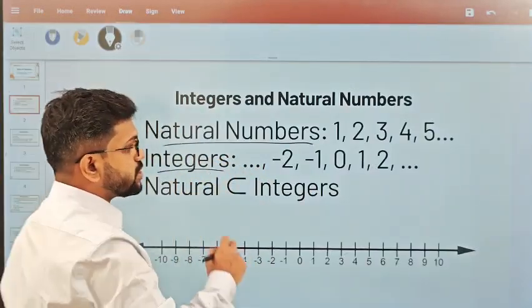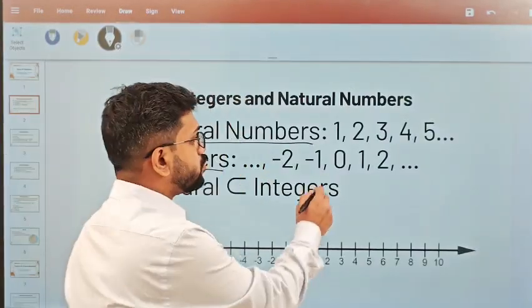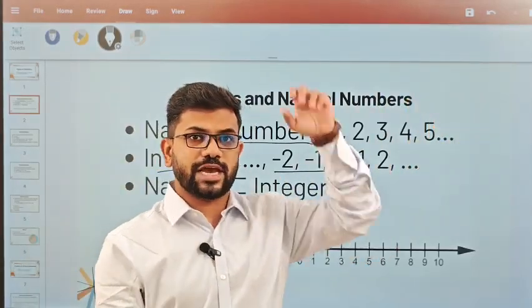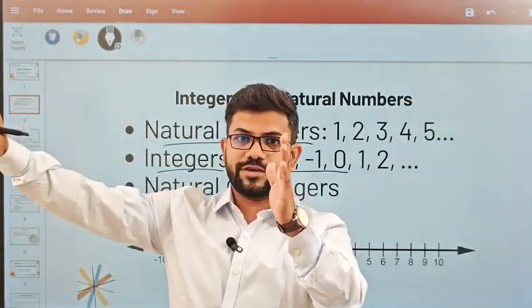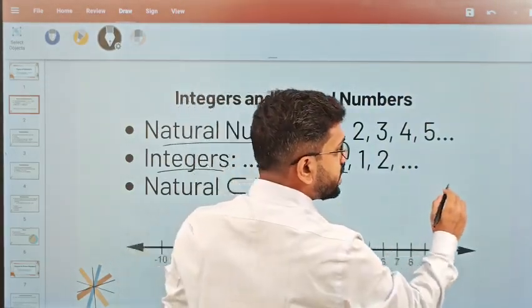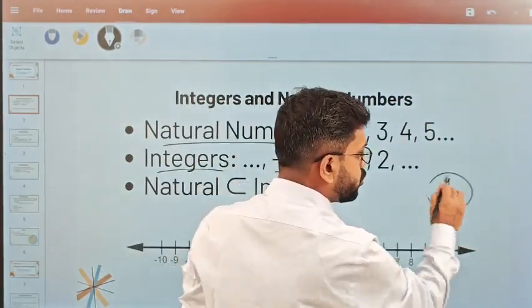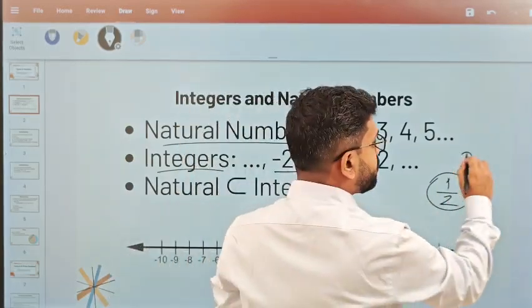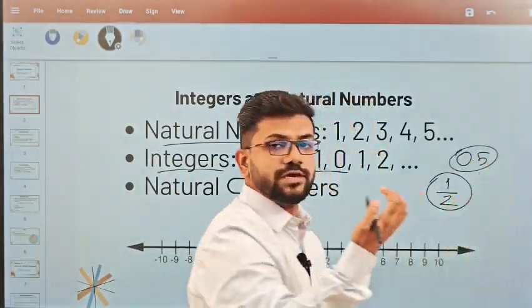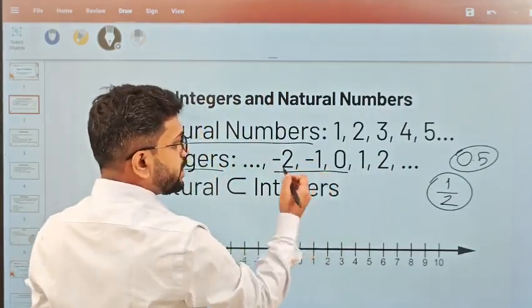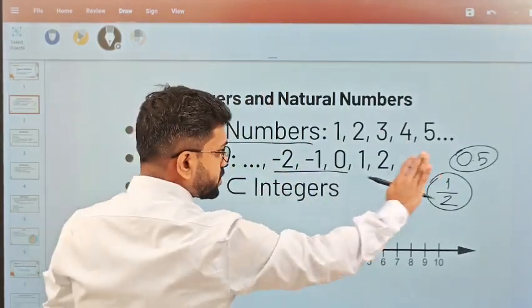Okay. Integers, on the other hand, can include zero and negative numbers along with the natural numbers. So it can be zero, it can be all the negative numbers, it can be all the positive numbers, but not fractions. Let's say 1/2 cannot be an integer. Or maybe 0.5, they cannot be integers. Integers are whole numbers, can be negative or positive or zero.